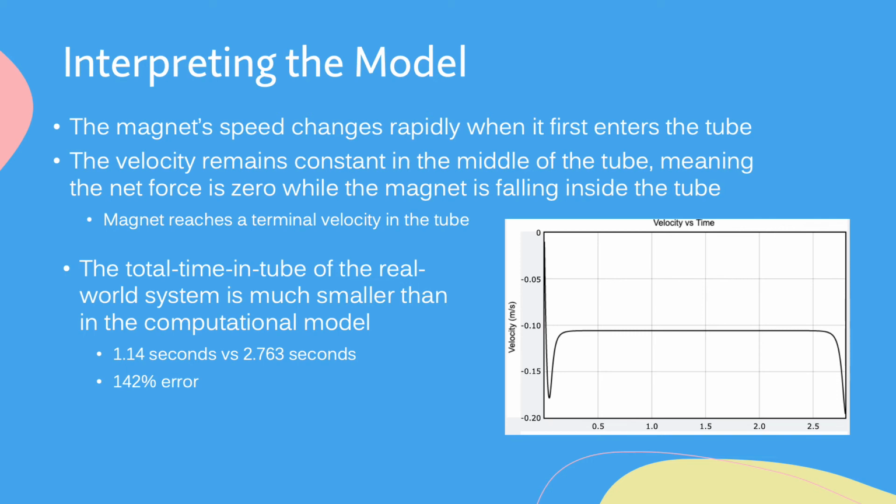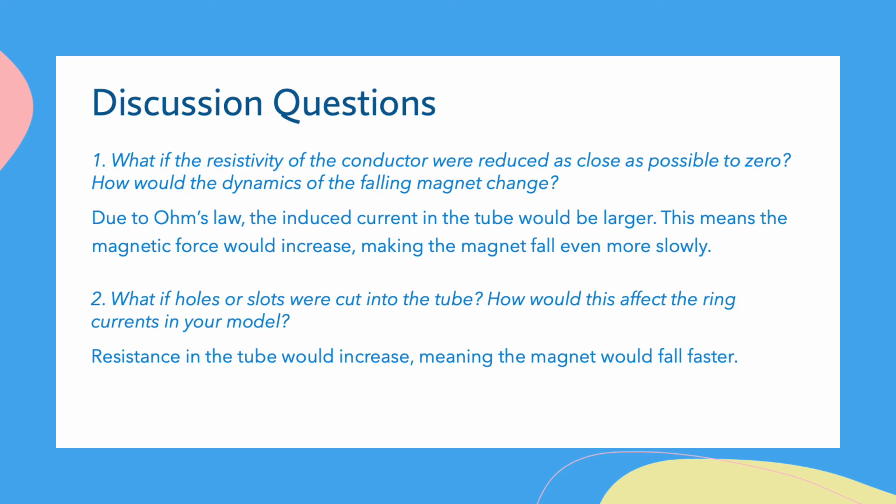The total time in tube of the real-world system is much smaller than the time in the computational model, with 1.14 seconds in real life versus 2.763 seconds in the simulation, at a 142% error.